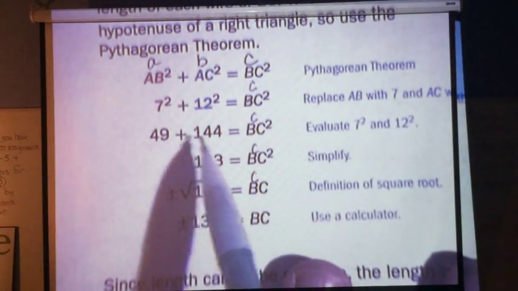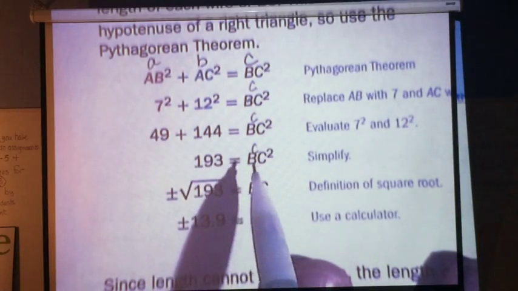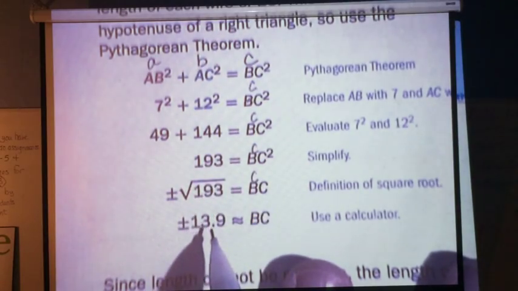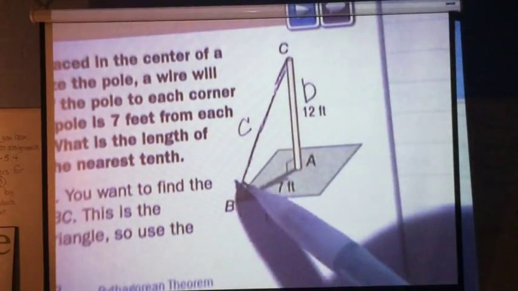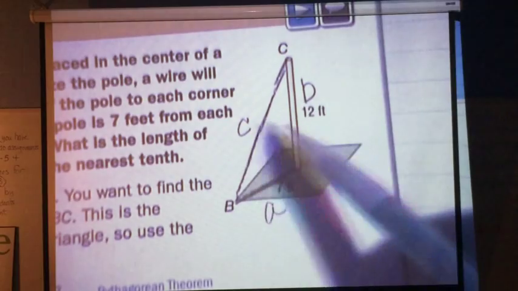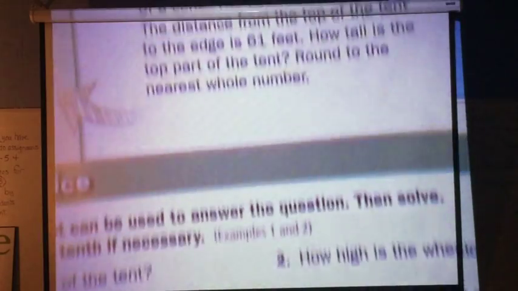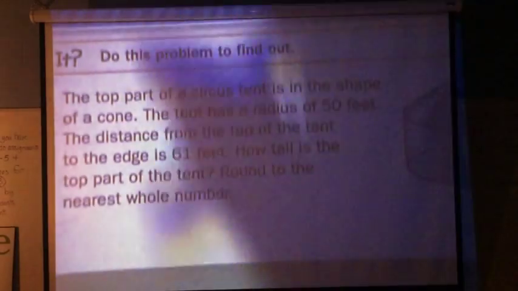When I add 49 and 144 together, you get 193. So take the square root of both sides, and you get about 13.9. So the distance of this wire would be about 13.9. Again, remember that it always needs to be the longest or the largest of the 3 distances because it is the hypotenuse. Go ahead now on page 426 and try the got it at the top of the page.